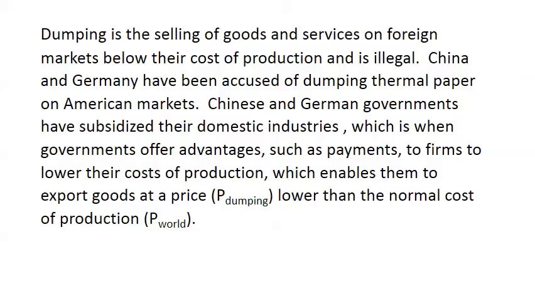And once again, a definition is put right into play, where governments offer advantages such as payments to firms to lower their costs of production. So again, they're very, very precise in terms of their definition, and it slid right into the commentary. They talk about them being able to export goods at a price P dumping, lower than the normal cost of production, P world, and this will become very apparent on the diagram which follows.